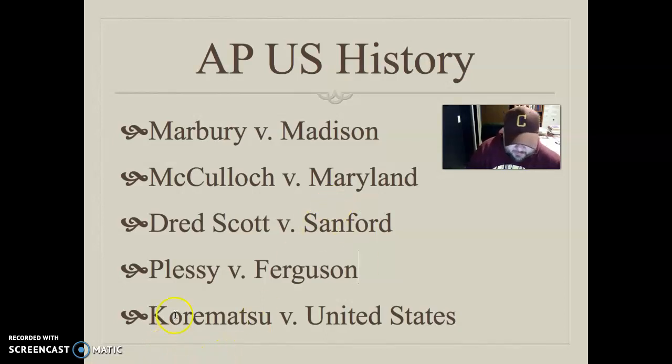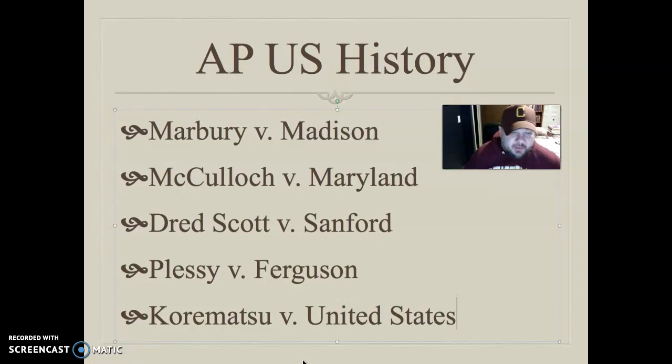Okay, so Plessy versus Ferguson is a pretty good one. If you notice, Dred Scott, Plessy versus Ferguson, and the Korematsu case all have to do with equality, so they all kind of tie in together. Korematsu versus the United States happened during World War II. 1944, I believe, was the decision date on Korematsu versus the United States.